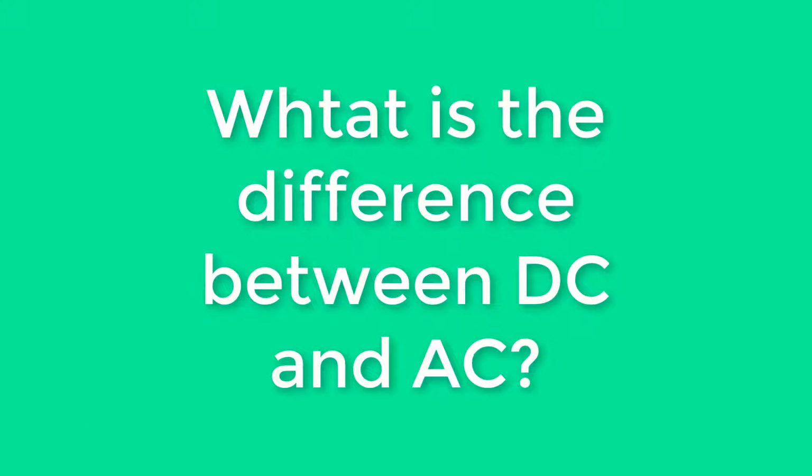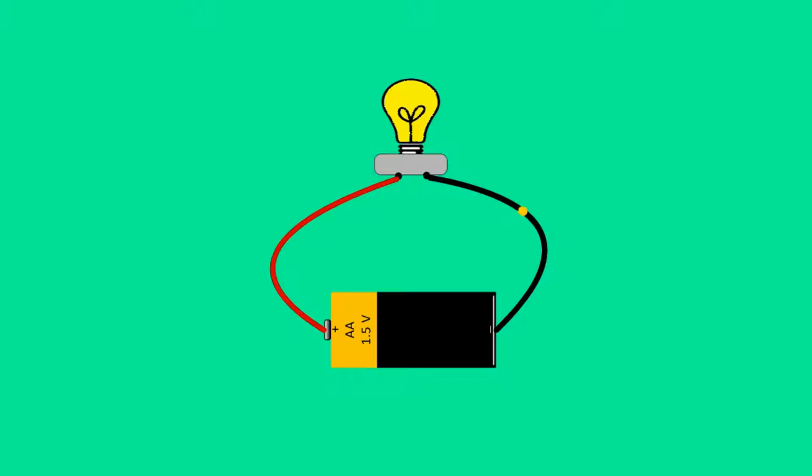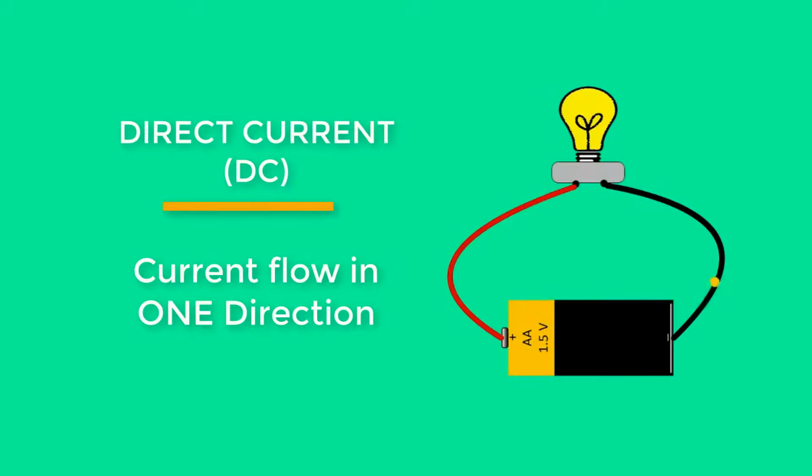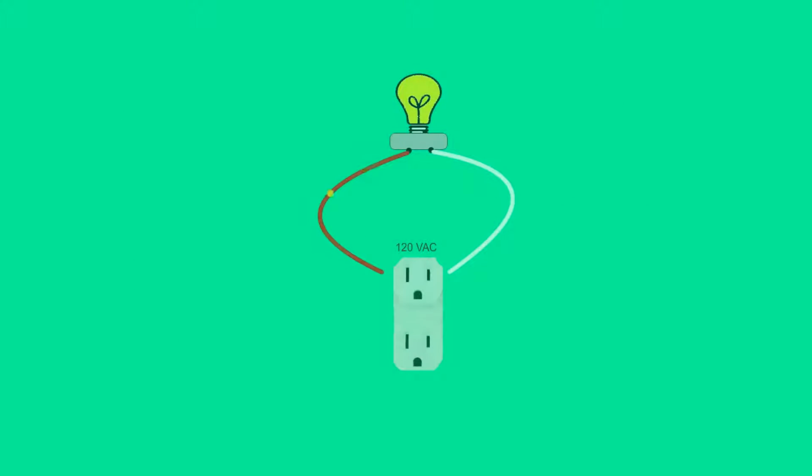Let's examine the basic differences between direct current and alternating current. First, let's examine DC current. A voltage supply, such as a battery, creates current in a circuit that moves in only one direction. Next, let's examine AC current.